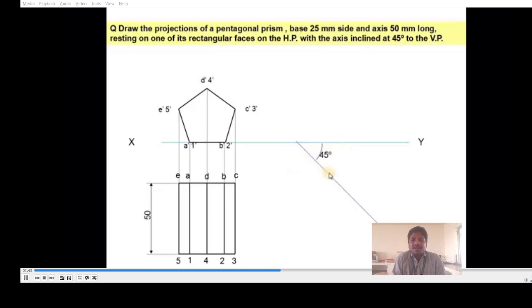And now we have to draw the second condition, the 45 degree inclination. Since this true inclination will be visible in the top view, the 45-degree line is drawn. Now the point D is marked with a length equal to 50 mm. We have drawn a line and marked the point D as well as 4.